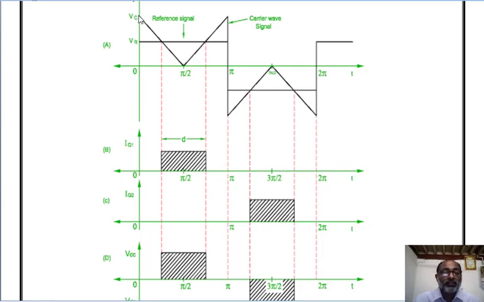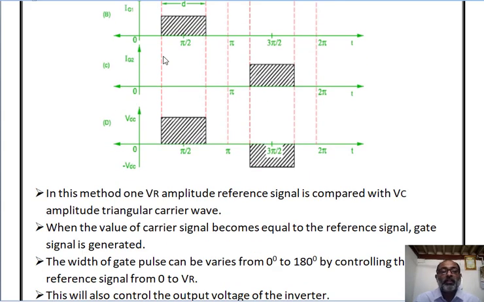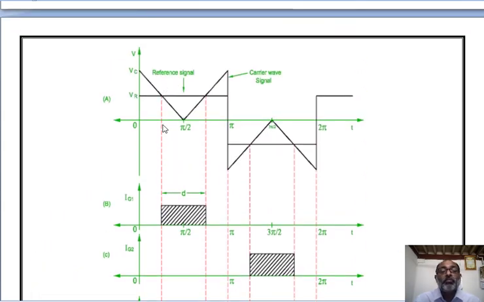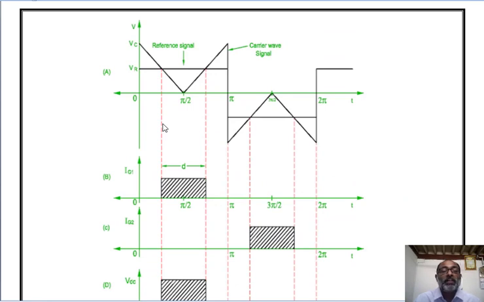So we see that is an amplitude triangular carrier wave. Now this reference signal and carrier signal are compared to generate the pulse. When the value of the carrier signal is equal to the reference signal, here you can see the value of the carrier signal is equal to the reference signal, it will generate the gate signal.